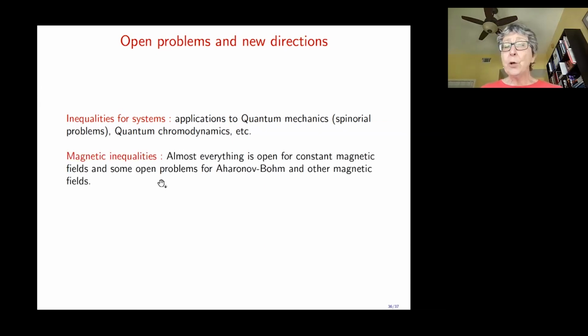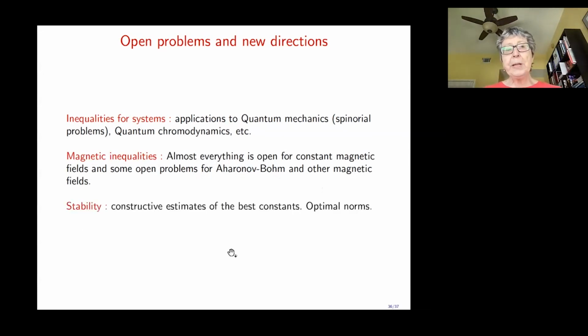Magnetic inequalities, I already spoke, is part of this subject in some sense. And as I said before, almost everything is open for constant magnetic fields, and some open problems also for Aharonov-Bohm and other magnetic fields. Okay, so in this area, something has been done, in particular by my group, but not only. There are other people who have worked in this area. For systems, practically nothing is known.